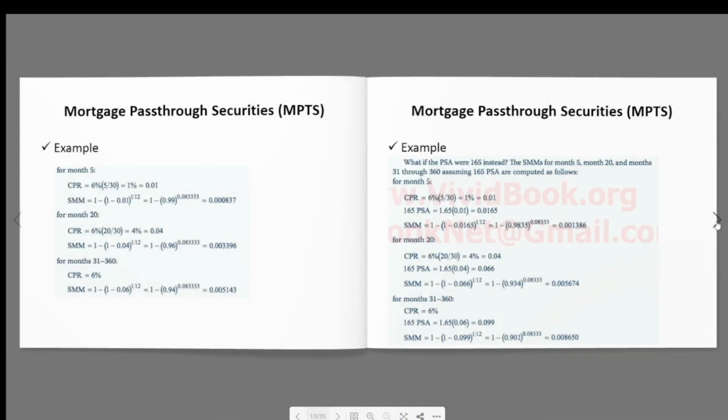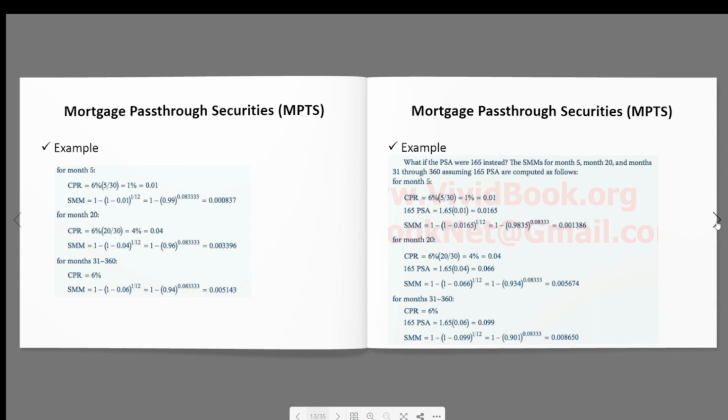Example, for month 5, the CPR is simply 6% multiplied by 5 over 30, which in this case is equal to 1%. And our SMM will therefore be 1 minus (1 minus 0.01) raised to 1 over 12. And if we do this, we'll get 0.00837. We can do the same for month 30 and for month 31 through to month 360.